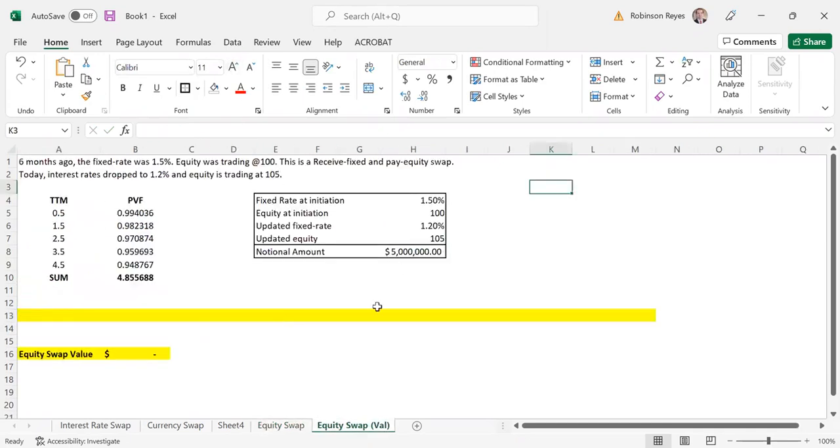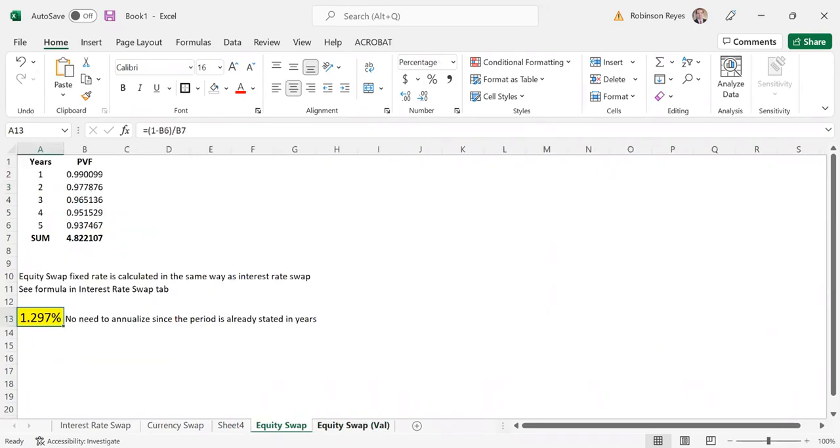So now, what is the value of an equity swap, right? Let's keep in mind that in an equity swap, we have two investors, and one of the investors after the swap will be receiving these floating rates that are the result of this equity portfolio, whereas the other investor will receive a fixed rate that we just calculated right here.